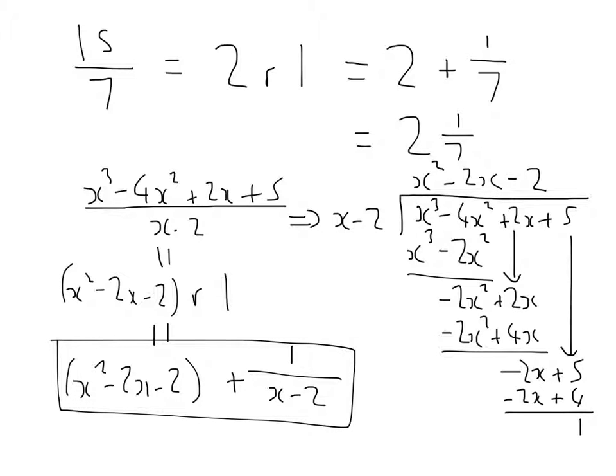Okay, so when I divide x minus 2 into x cubed minus 4x squared plus 2x plus 5, I get this and this remainder. And this is what it looks like when I write it as a fraction. This is the way you really should be writing your answers. So let's now look at another example, another long division. So let me get a new slide.